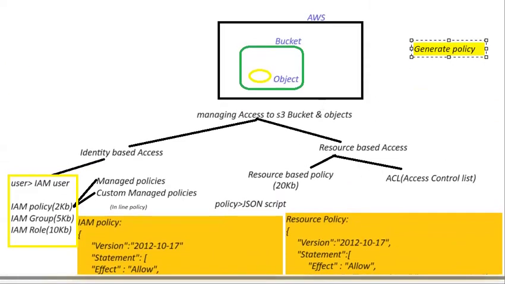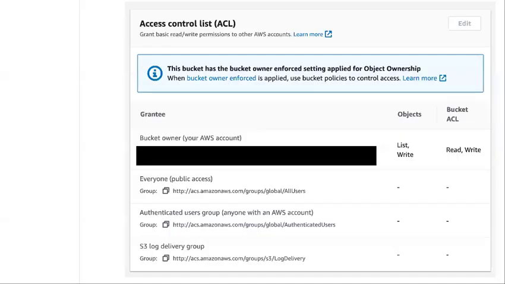So now let's move on with ACL. You can see the default bucket ACL looks like this. Initially the grantee, that is the bucket owner, has all the permissions to list and write all your objects, and the bucket owner is also allowed to read and write the bucket ACLs. What are the bucket ACLs? Those are the ACLs that the bucket owner can read and write.